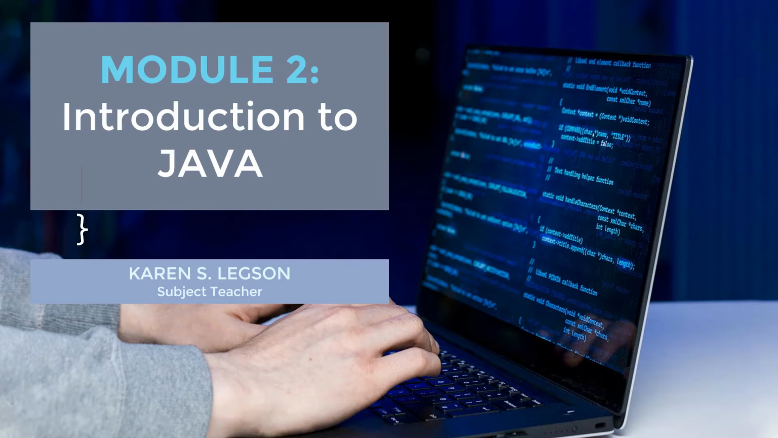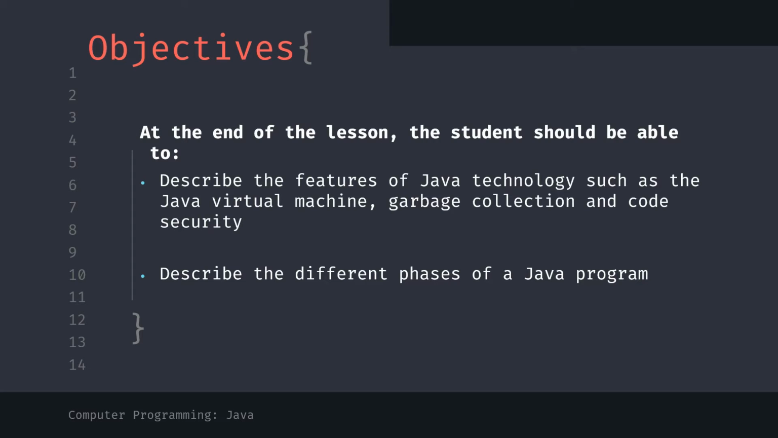Welcome to the second lesson of our course Introduction to Java. Now that you already have background knowledge on what computer programming is, let us now discuss the programming language that you will be using throughout this course. In this section, we will be discussing a little bit of Java history and what Java technology is. We will also discuss the phases that a Java program undergoes.